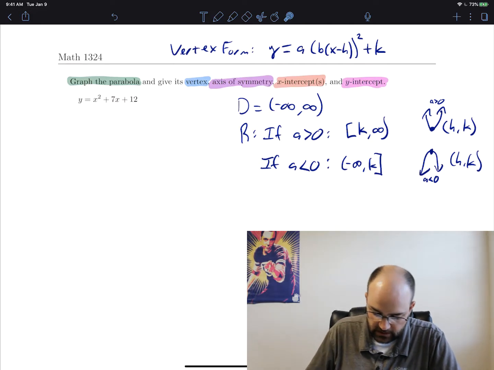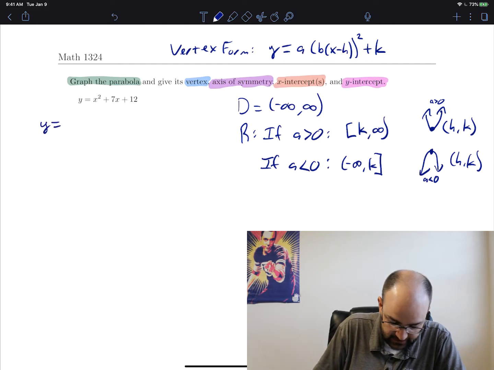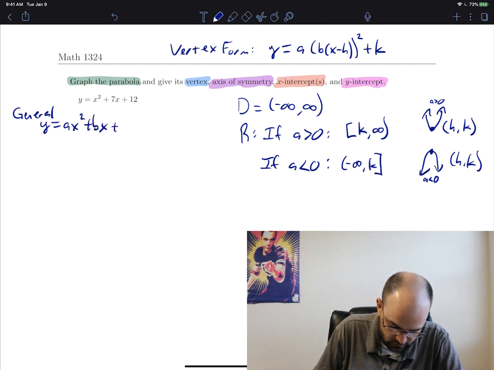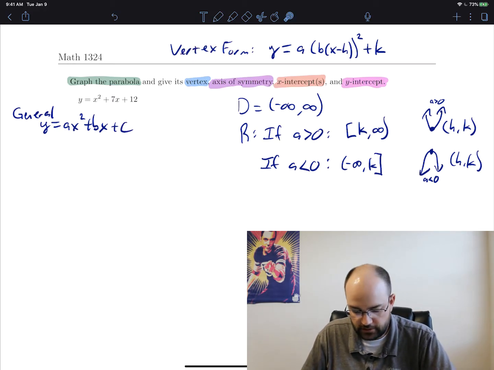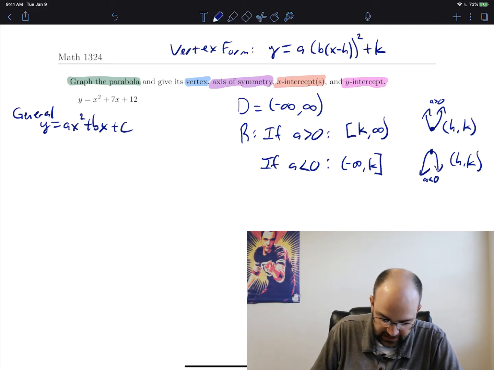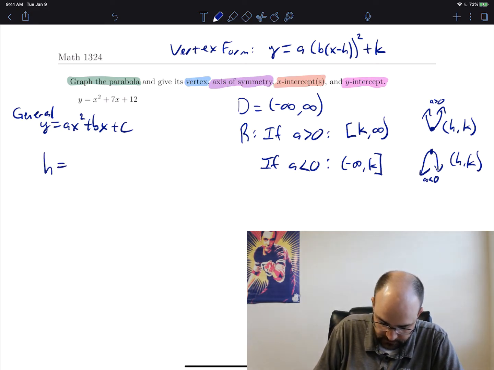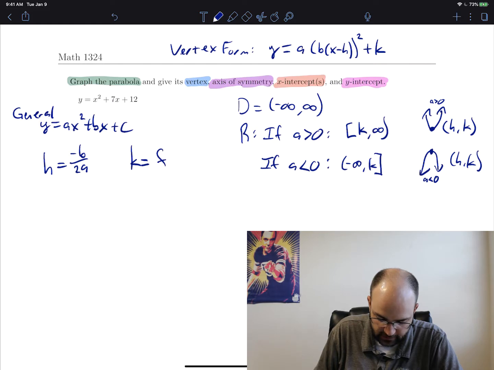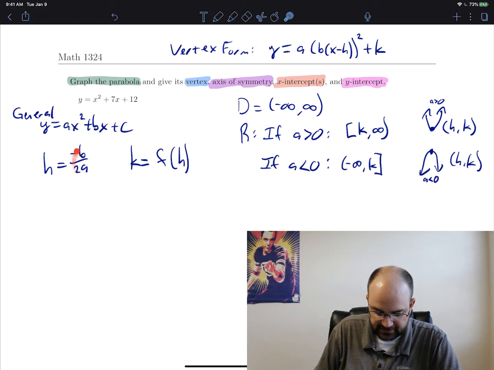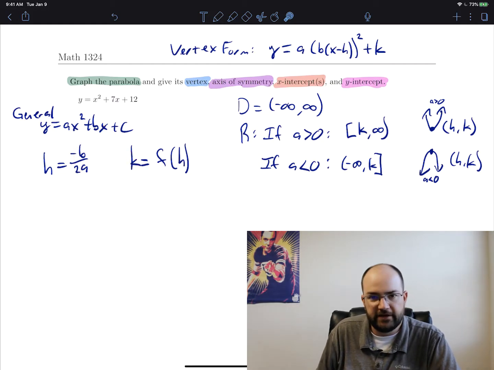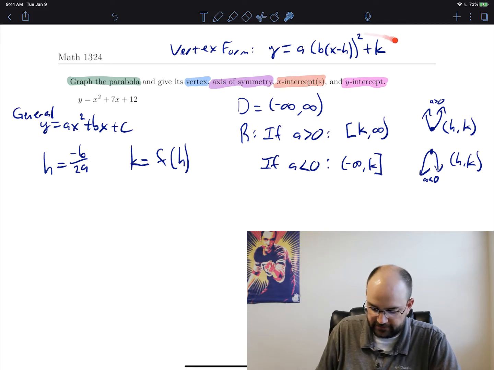If I have the general form and I want to put it into the vertex form, I have to do something. The h value is actually negative b over 2a. The k value is just f of whatever h is. In other words, get this value, then plug it in for the x's, and you'll get your y value. That's really all it is. And once you have that, you'll get this form.